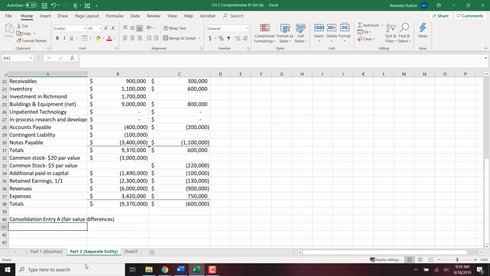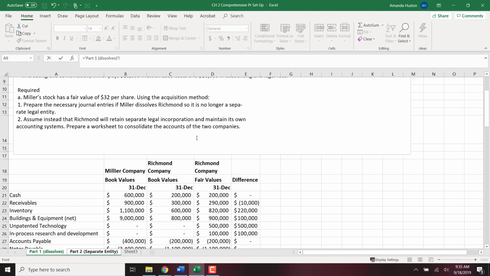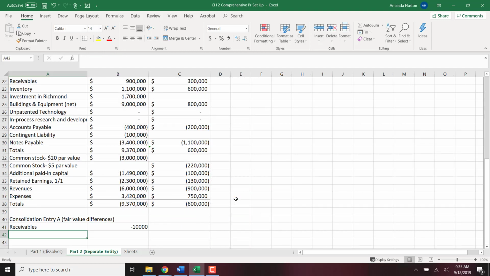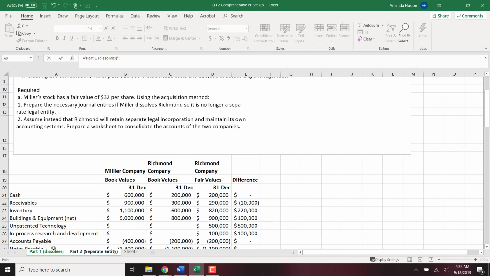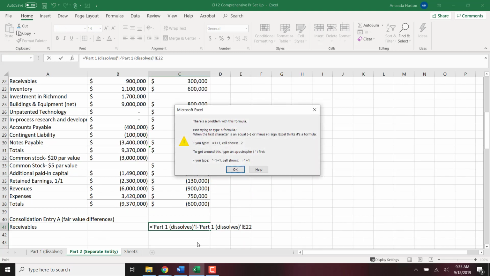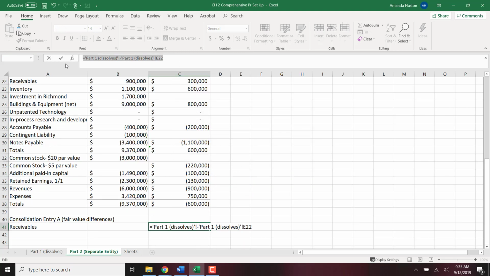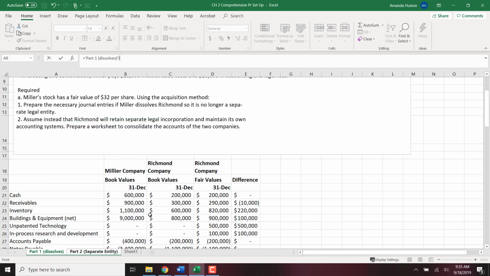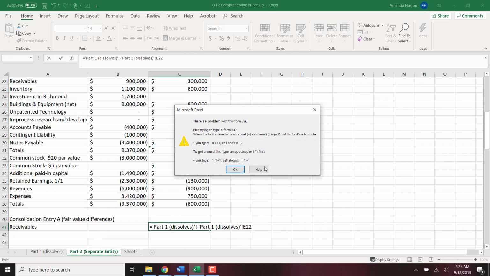We're going to have to calculate everything from the first page that had fair value differences. So the first thing we have is receivables with a fair value difference. Now receivables is a negative number, so that can't go here. Once I see that it's a negative, we can't make a negative journal entry. A negative receivables would basically mean we need to credit receivables. So I'm going to change it to a positive number, and I'm going to credit receivables for 10,000. Equals negative 10,000.